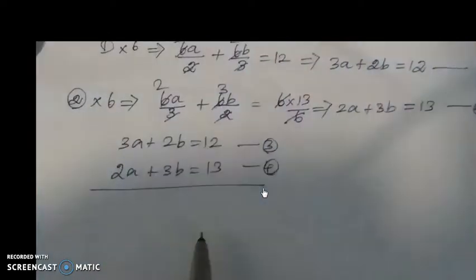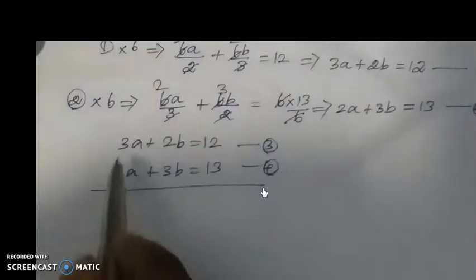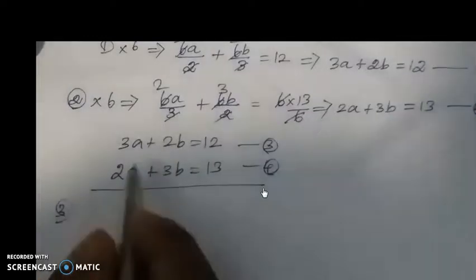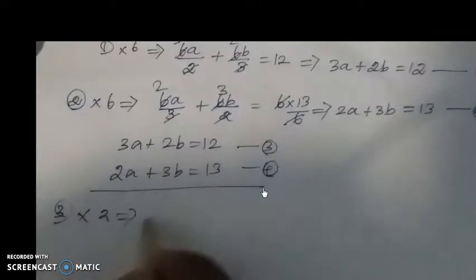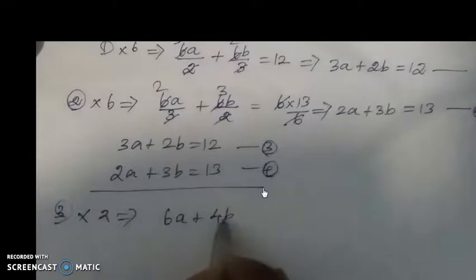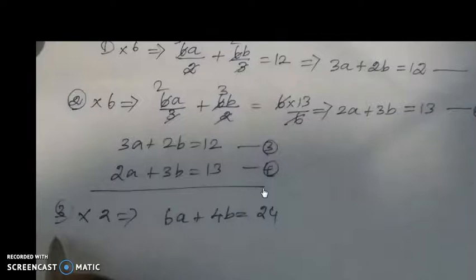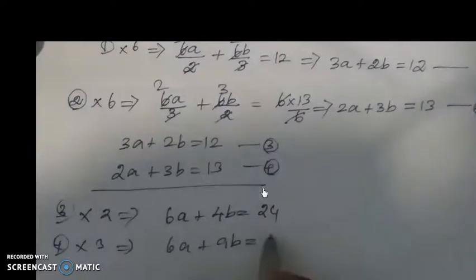Right, now I am going to solve these two equations using the elimination method. I am going to eliminate the variable a here. So here the coefficients of a are 3 and 2. So we need to convert them into the same. Okay, so the LCM of 3 and 2 is nothing but 6. So convert the coefficient of a to 6 in equation 3. So multiply equation 3 by 2. It will become 6a plus 4b equal to 12 times 2, which is 24. And then multiply equation 4 by 3. So this will become 6a plus 9b equal to 39.